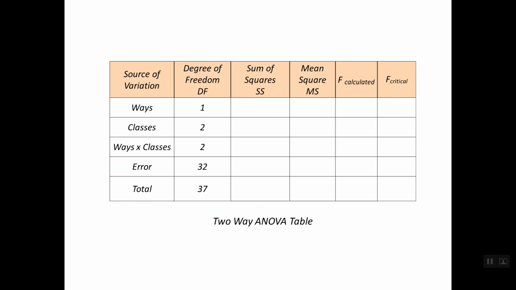So we can fill the degrees of freedom inside the two-way ANOVA table. This is the degree of freedom for the ways, it's 1. For the classes, it's 2. For the interaction, we have 2. For the error, we have 32. So the total of all of these degrees of freedom is simply 37.